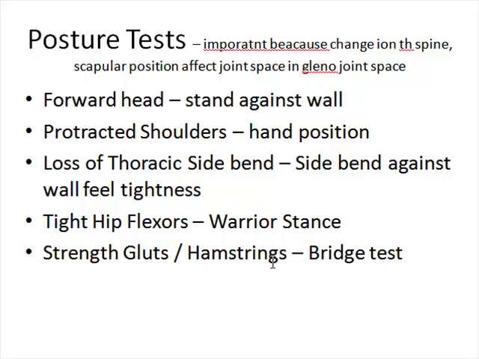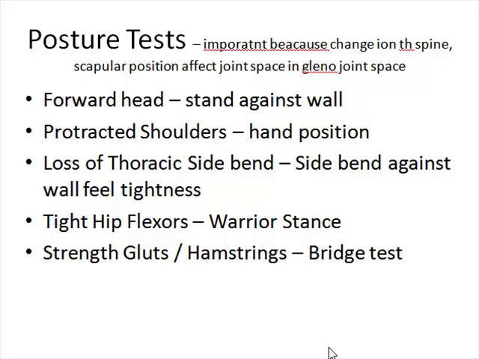Tight hip flexors can be tested with the warrior stance test. This test, you're probably familiar, and you see many people doing this position in yoga, and this is a good way to test if you have tightness in the front of your hip. If this is hard for you to keep your back straight while one leg is bent forward and the back leg is outstretched, it can indicate tightness. Many times, because we sit so much, these muscles get tight and it affects the position of your spine, which ultimately affects your shoulder joint space.